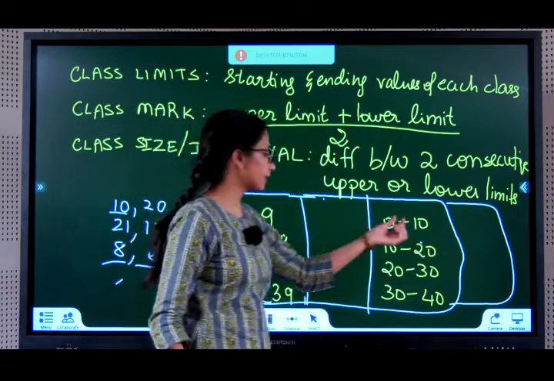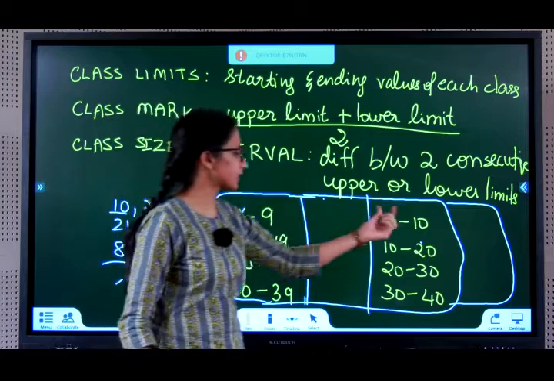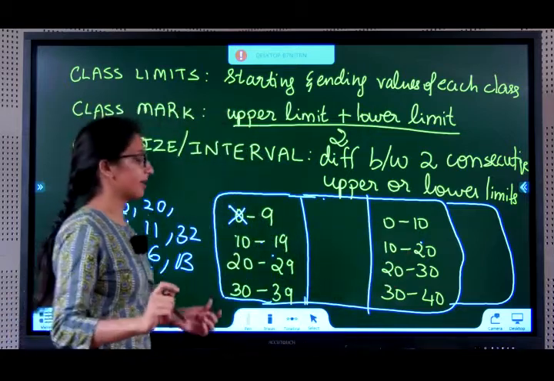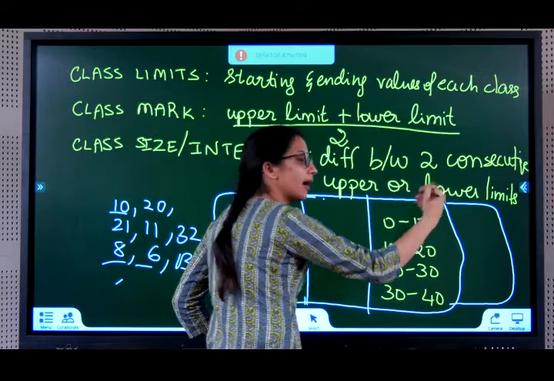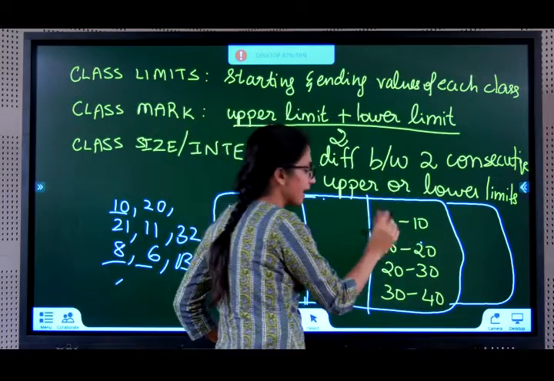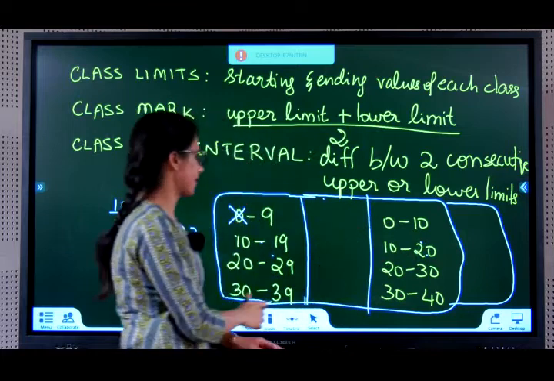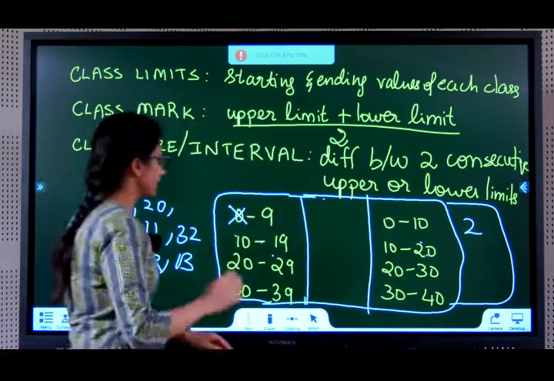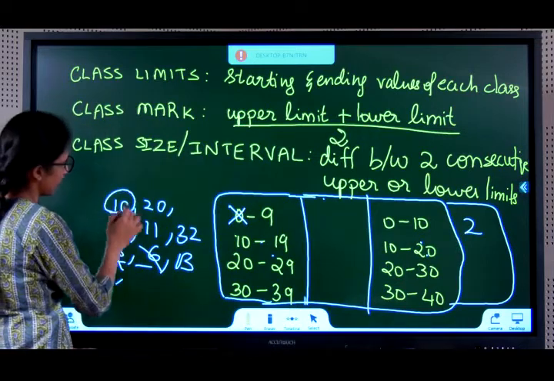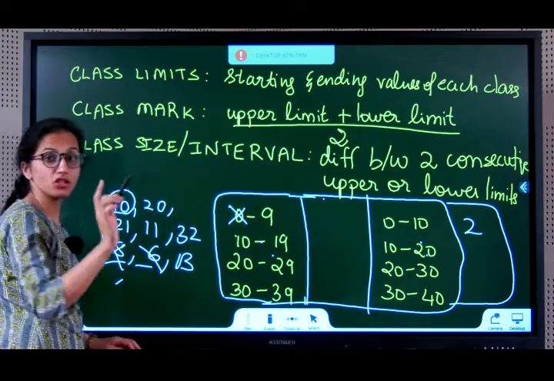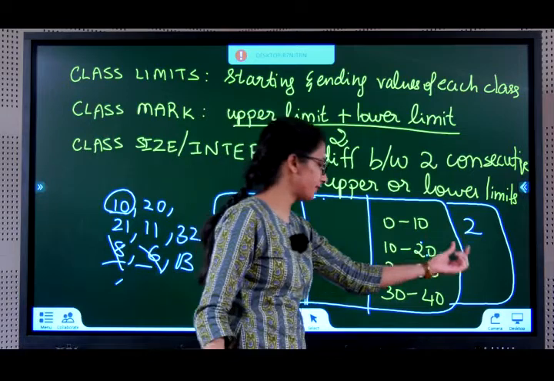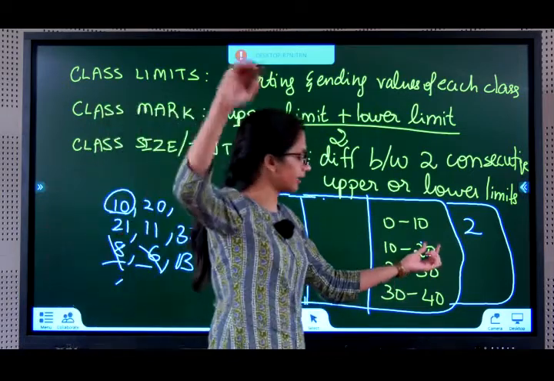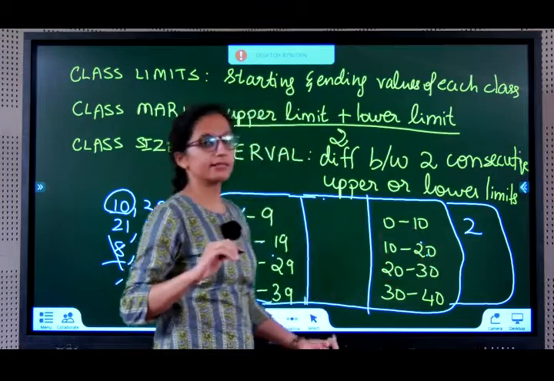No. Should I include this 10 in the first class or the second class? If it is continuous data, then you should not include the upper limit value. 10 will belong to the second class. So 8 and 6 go to the first class. 10 to 20: does 20 come in the second class? No, because that is the upper limit. 20 will belong to the next. So you have to start from the lower limit and avoid the uppermost limit when it is a continuous set.